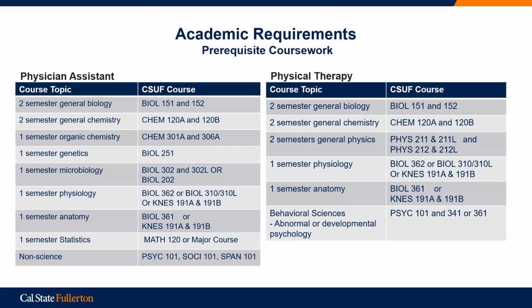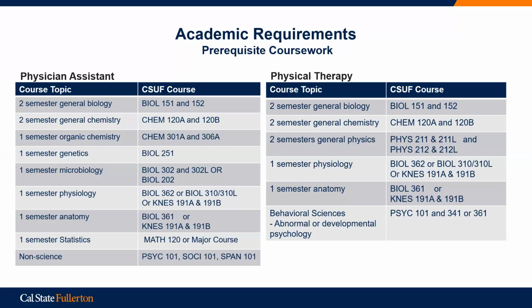For physician assistant, generally you're going to be wanting 2 semesters of general biology. At Fullerton, this would be Bio 151 and 152, 2 semesters of general chemistry, Chem 120A and 120B, 1 semester of organic chemistry, the Chem 301A lecture and the 306A lab, 1 semester of genetics, which would be Bio 251, 1 semester of microbiology, which you could do our upper division 302 and the 302 lab, or our lower division Bio 202.